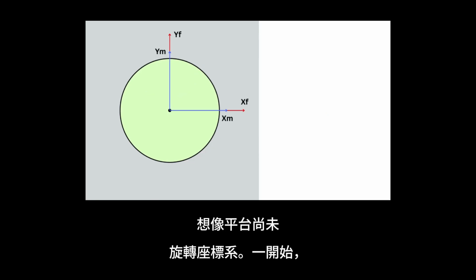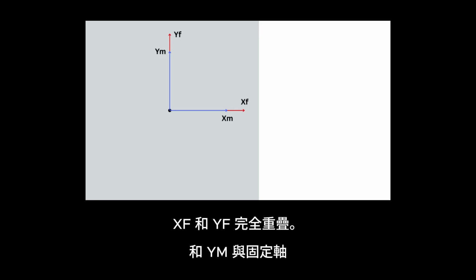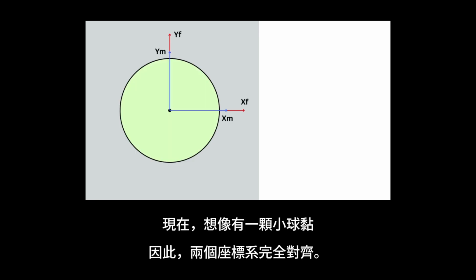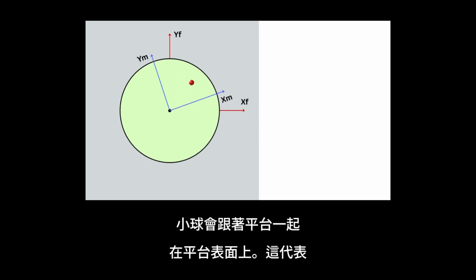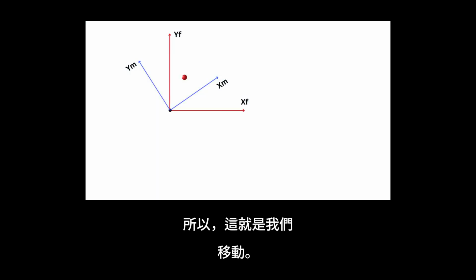At the beginning, imagine the platform has not rotated yet. In that situation, the moving axes XM and YM lie exactly on top of the fixed axes XF and YF. So both frames are perfectly aligned. Now imagine there is a small ball glued on the surface of the platform. This means that the ball moves together with the platform. So here is the situation we are interested in.